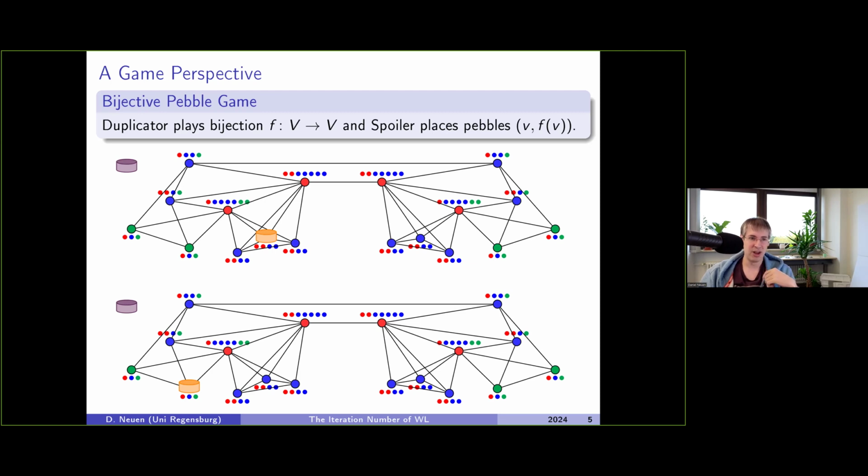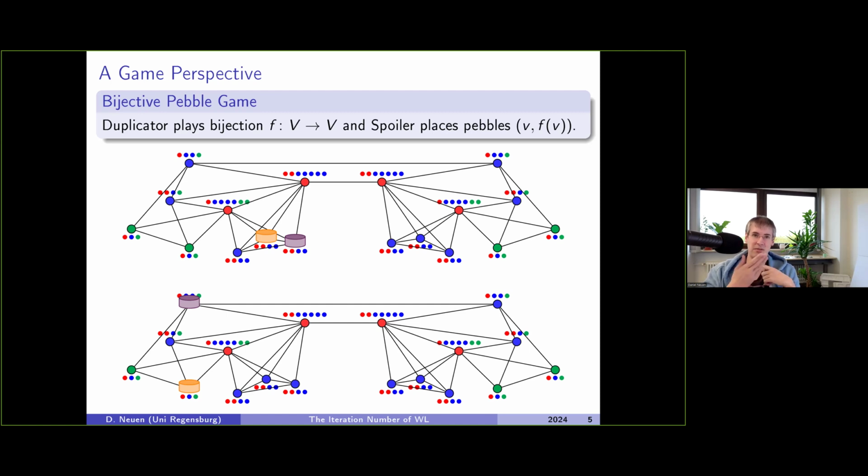And in the bottom graph, we have only 3 neighbors for the orange pebbled vertex. In the top graph, we have 4. So we know that one of the neighbors in the top graph must be mapped to a non-neighbor in the bottom graph. Let's say this is this guy here that I have pebbled now in violet. And now in this situation, spoiler wins because in the top graph, the 2 pebbled vertices are connected by an edge, whereas in the bottom graph, they are not. This is the winning condition for spoiler, that he wants to distinguish the graphs.